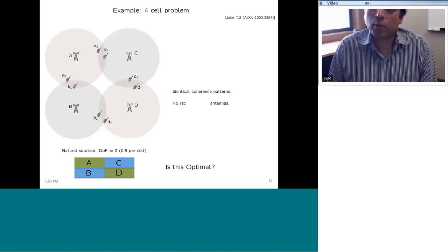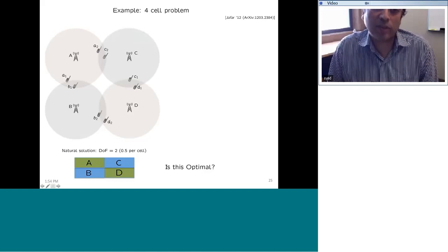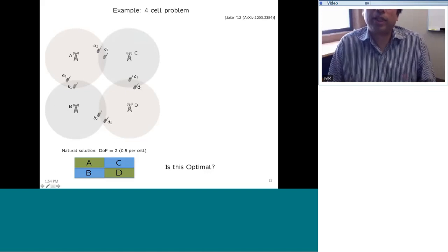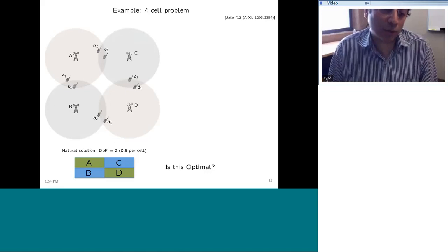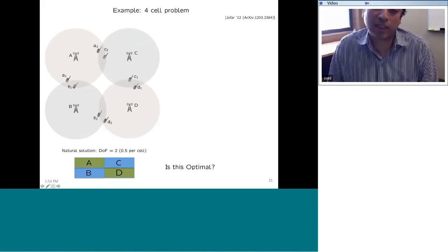So first, let's do what would be a very simple solution. A natural thing you could do is, because there's only interference between adjacent cells, you make sure that adjacent cells get different resources. So for example, you could divide the spectrum into 2 and give half of it to cells A and D, the other half to B and C. In that case, every cell would get 1/2 of the spectrum.